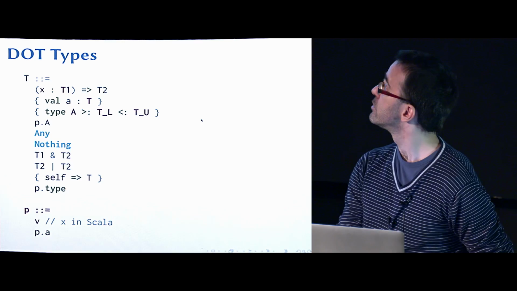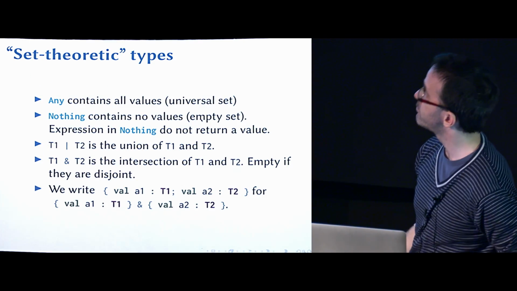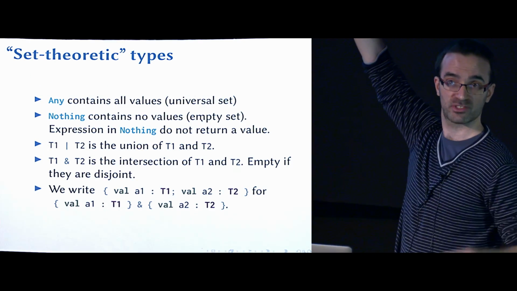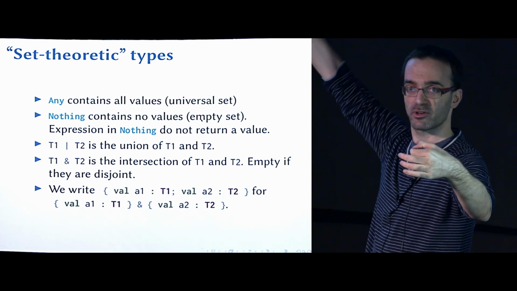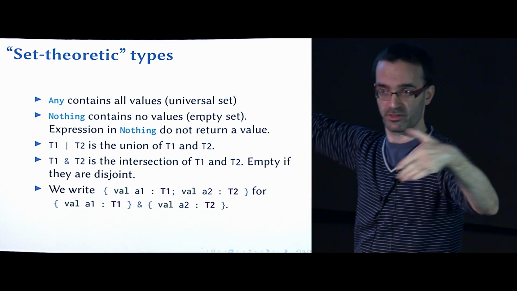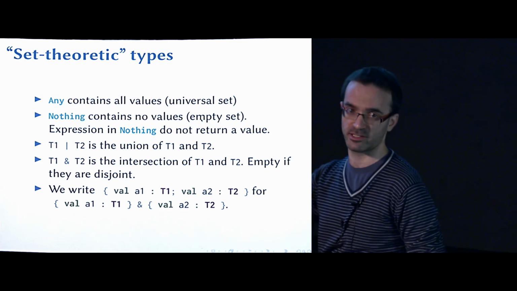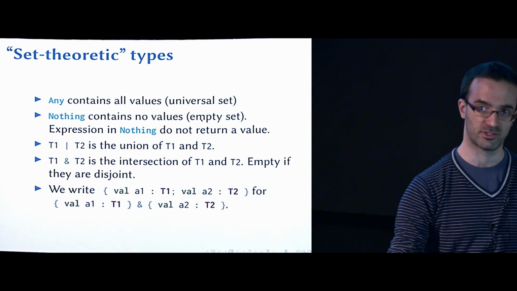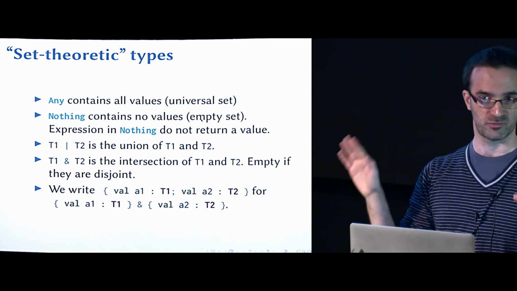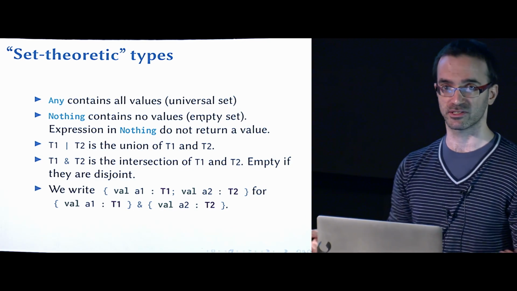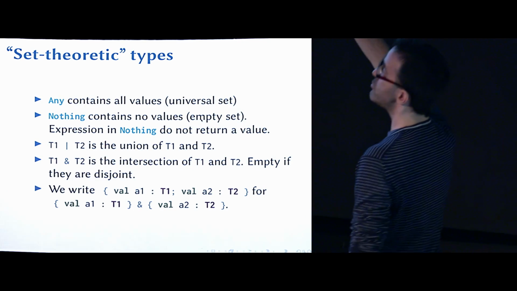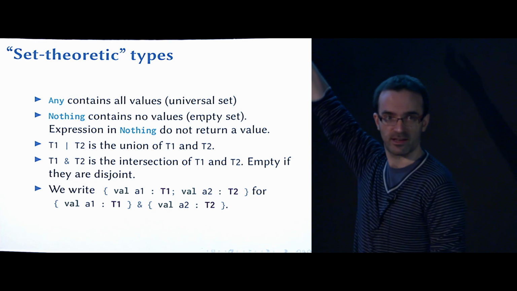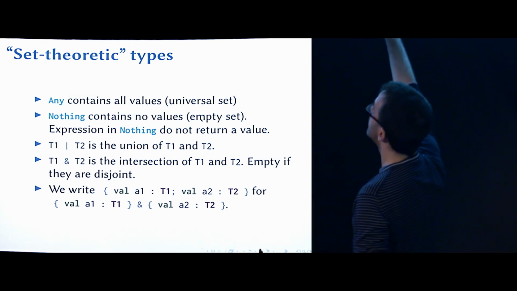So the semantics of some types are simple to explain because they correspond to simple set-theoretic concepts. Any is a type which contains all values. Nothing is a type which contains no values, just like it's intuitive in Scala. Intersections and unions behave like their set-theoretic counterparts.